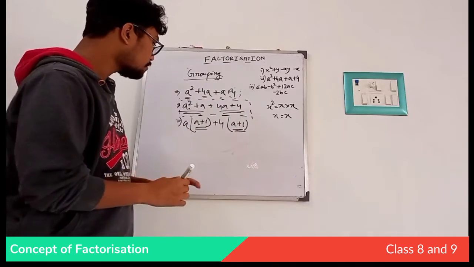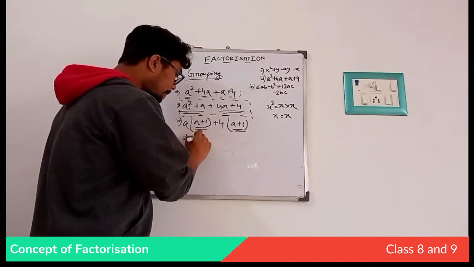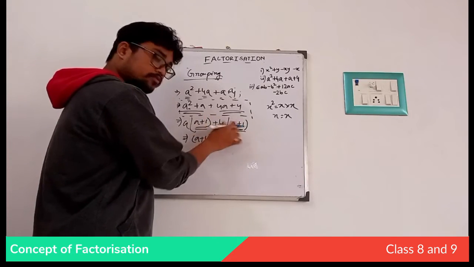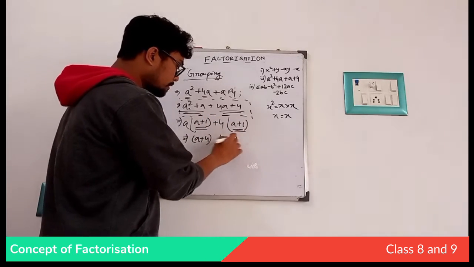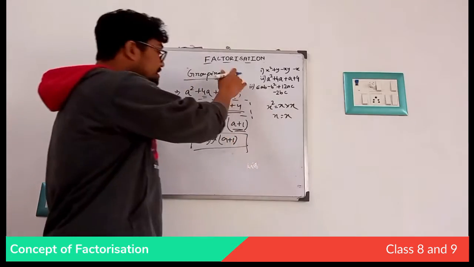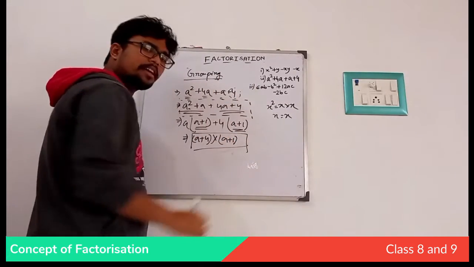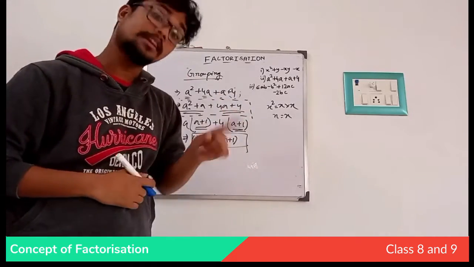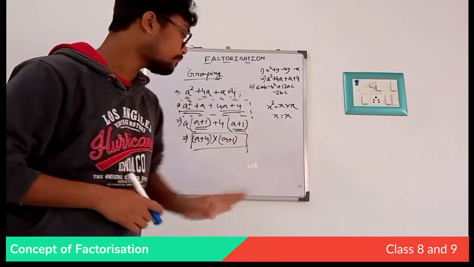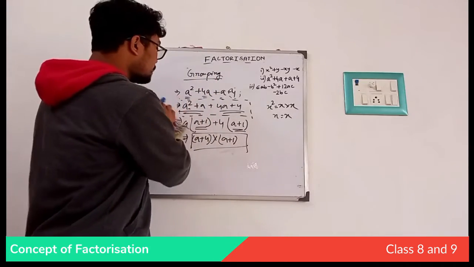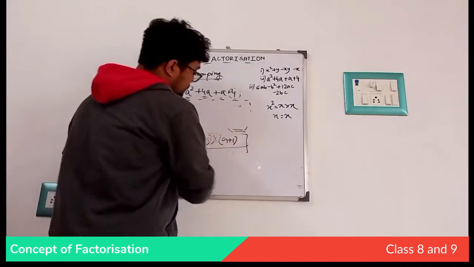Fine. So what will our result be? A plus 4, a plus, if I take common a plus 1, what will the remaining portion be? A plus 4. So this is our desired result. So this is one way of grouping. Can I do another way of grouping? Yes, we can do another type of grouping.